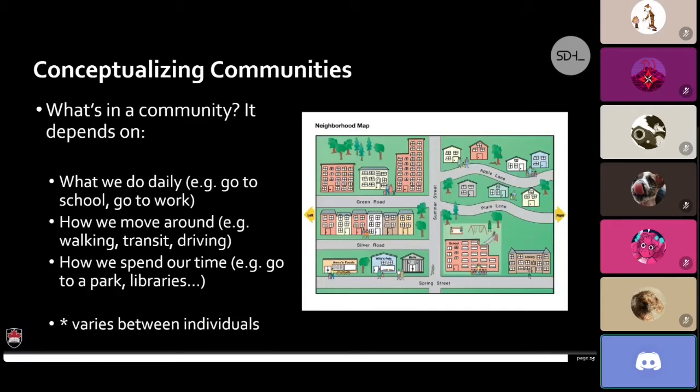The third element is where you spend your time. What parks do you go to? Do you spend time at the library? What public services are you utilizing? That kind of thing, and this varies from person to person. It can be difficult, but one of the laws of geography is that near places are more alike than farther places. So you can make these groupings to understand trends within these subpopulations. Next slide, please.